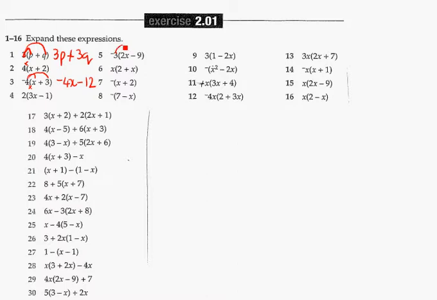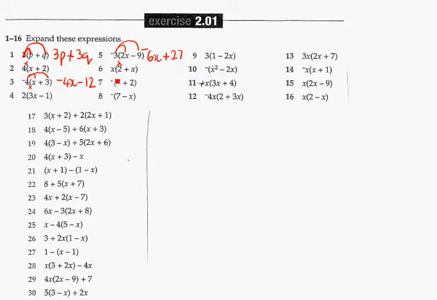Let's jump up and have a go at number 5. Once again, we're multiplying. 3 times 2x will be 6x. A negative and a positive will make that a negative. 3 times 9 is 27. This time, when we're multiplying two negative numbers, negative 3 times negative 9, the two negatives will cancel out when we multiply and become a positive.